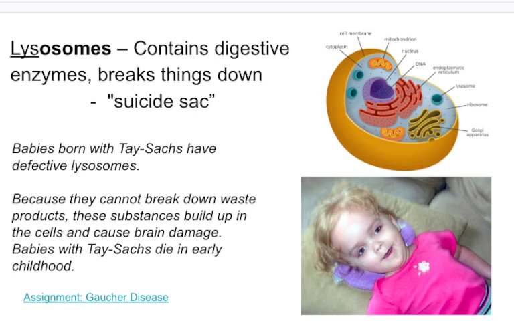cell. Babies with Tay-Sachs disease have defective lysosomes. Because they cannot break down these waste products, they build up in the cell and cause major brain damage. Babies with Tay-Sachs die in early childhood. We will have an assignment on Gaucher disease that also coincides with this chapter upcoming.